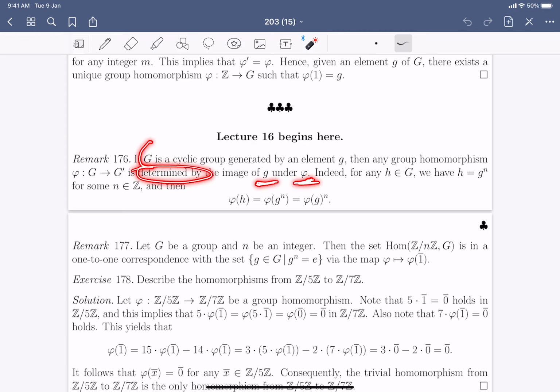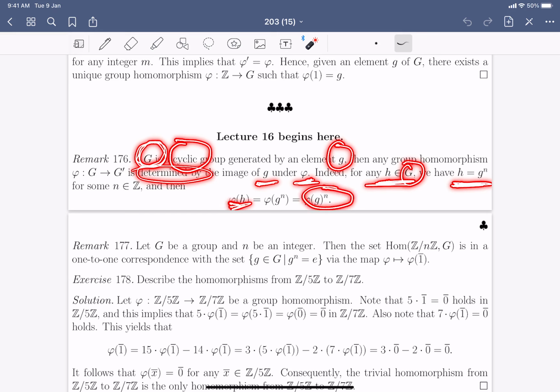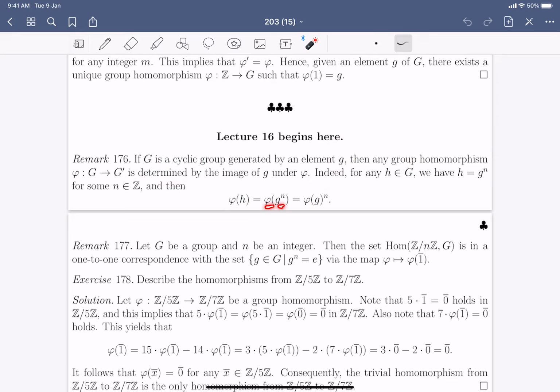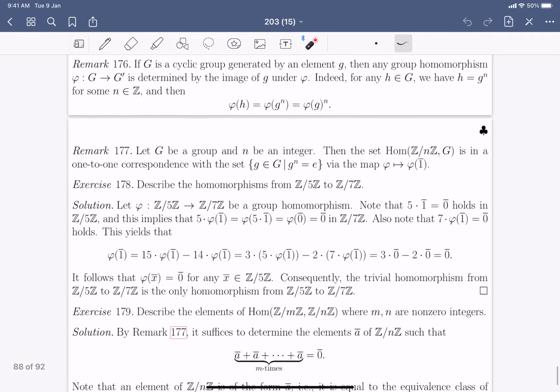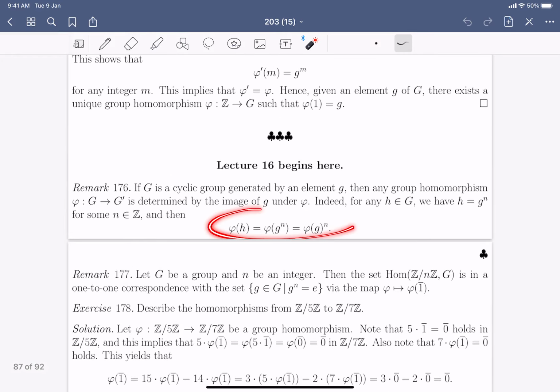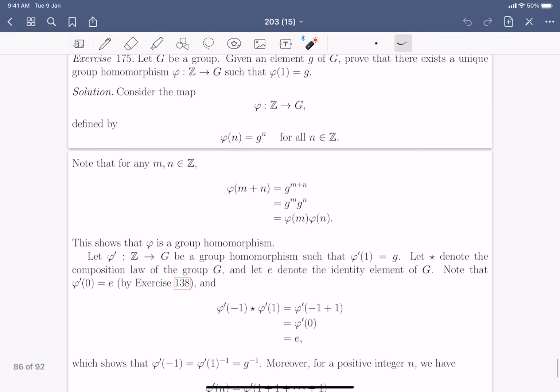Because whichever element that you may wish to pick from this group G, for instance if you pick an element h, then this group G being a cyclic group generated by this element little g, we know that h has to be a power of g. Okay, and then phi of h is no different from the nth power of phi of g. With more details, one can see that phi of h is phi applied to g^n, and using the fact that phi is a group homomorphism, we see immediately that this is the nth power of phi of g, right?